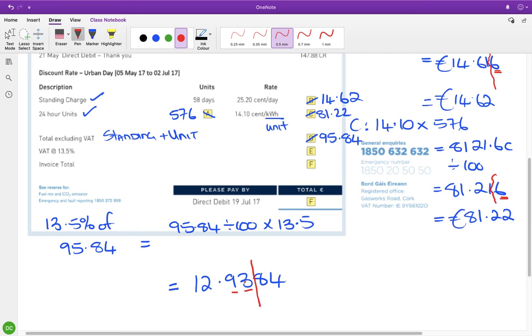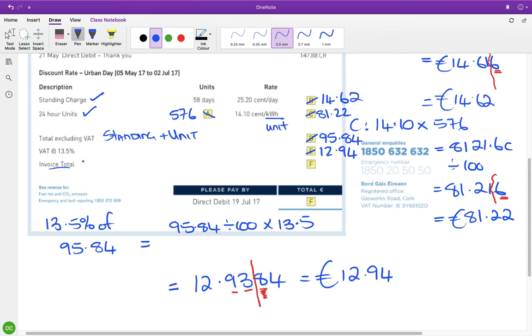Again, that's money. So we can only have two decimal places and we're going to have to stop here. So it's either going to be 93 or it's going to be pushed up to 94. So we look at the next number. If it's 5 or greater, it gets pushed up. So once again, this is going to get pushed up. So it's going to be €12.94 for the VAT. And then the final thing is the invoice total.